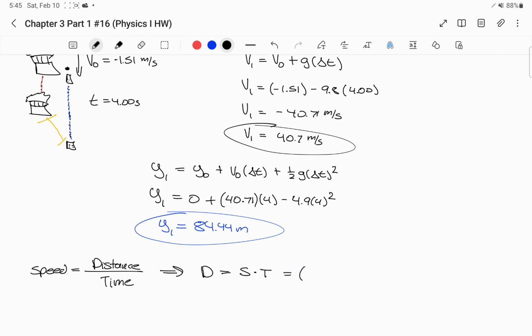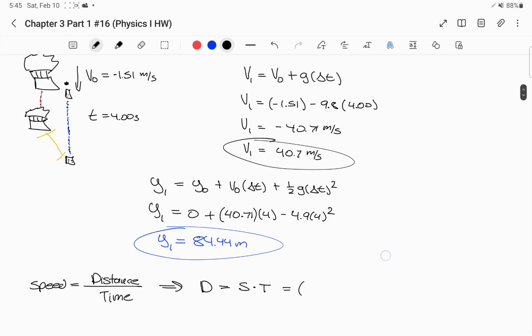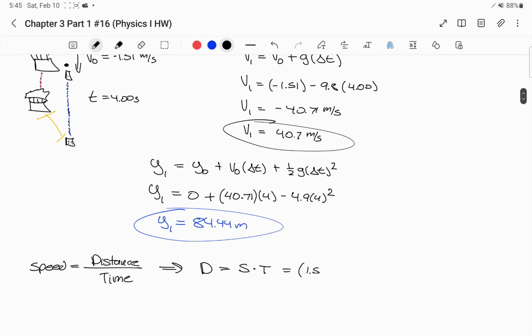And the speed that the balloon is descending with is 1.51 meters per second times the time, since we want to find how much distance it has covered in that time with that speed. So that should be d is equal to 6.04 meters.